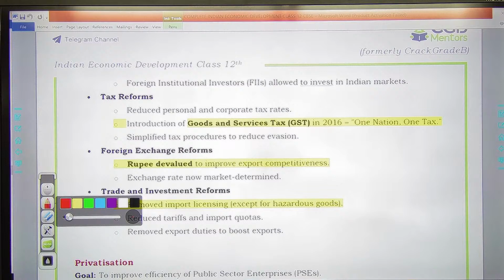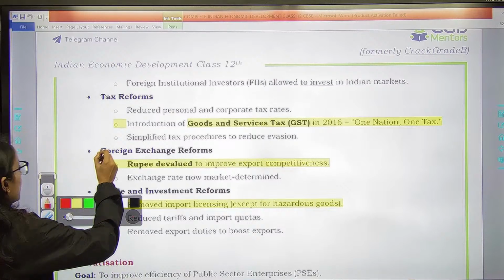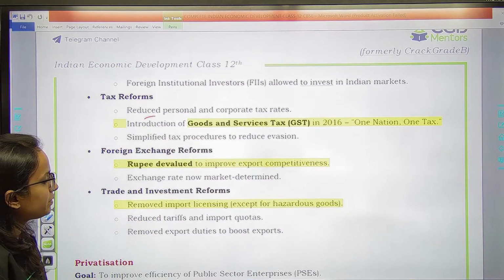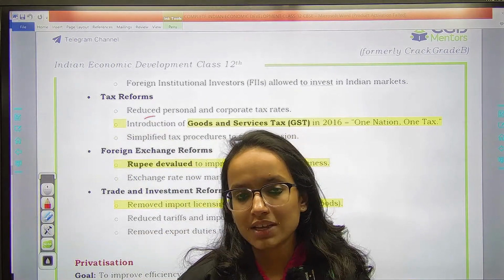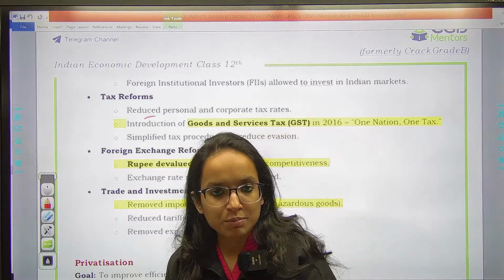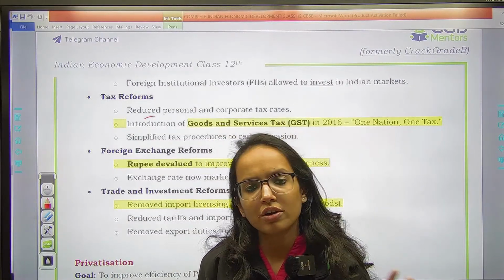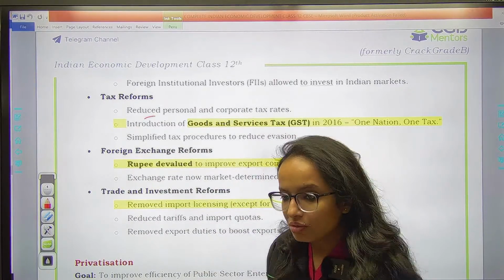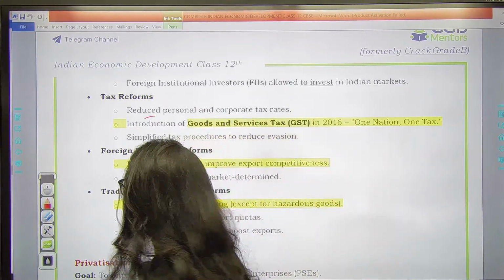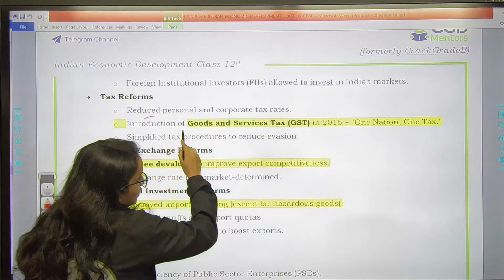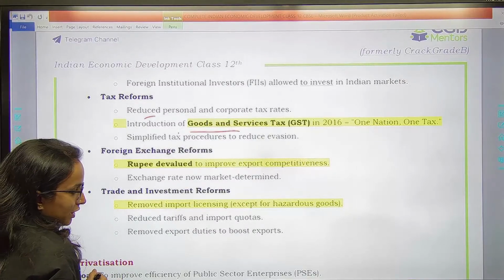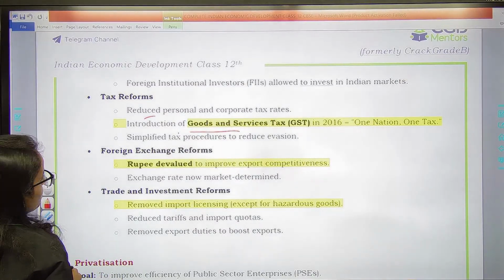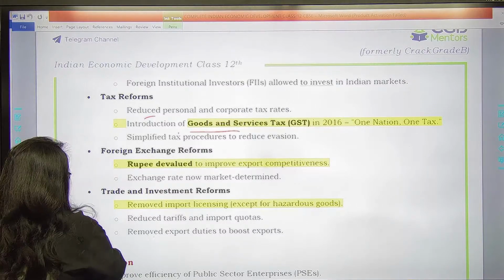So these were the reasons. And after financial reforms, if we talk about tax reforms, they reduced the personal and corporate tax rates. Why were tax rates reduced? Because when you reduce these direct tax rates, it provides people with more disposable income, and disposable income is good, because people spend, and when there is spending, demand is created, right? GST was introduced in 2016, right. It had not come yet, but it was discussed even then. It simplified the tax procedure to reduce evasion, so that people do not evade taxes.